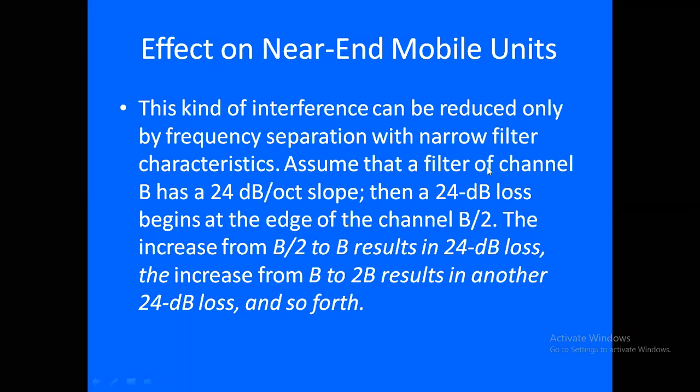Assume that a filter of channel B has a 24 dB per octave slope, then a 24 dB loss begins at the edge of the channel, at B by 2. The increase from B by 2 to B results in 24 dB loss. The increase from B to 2B results in another 24 dB loss, and so forth. So there will be a loss of 24 dB from the voice channel.